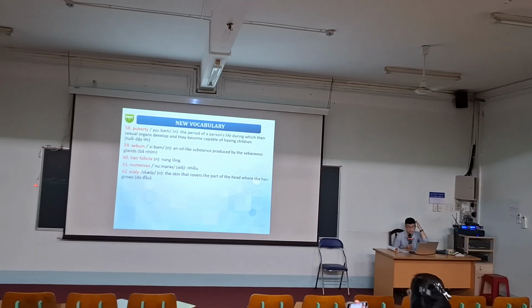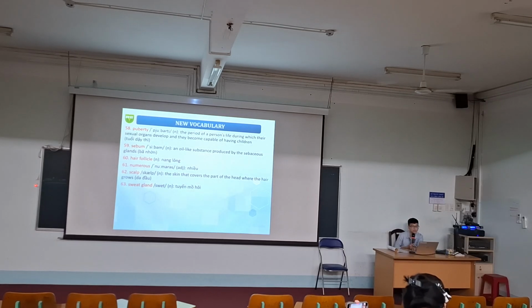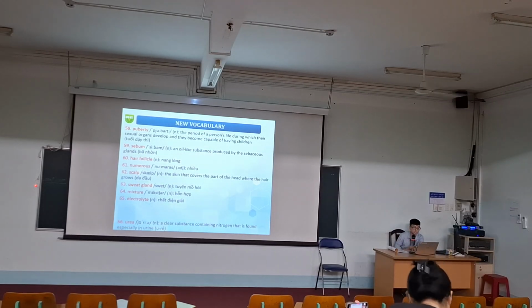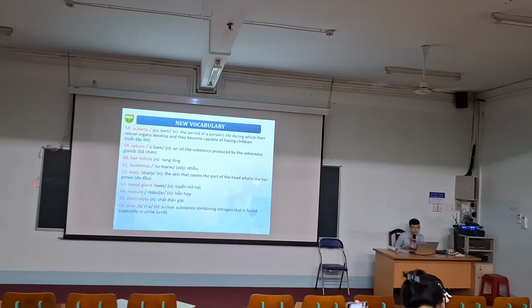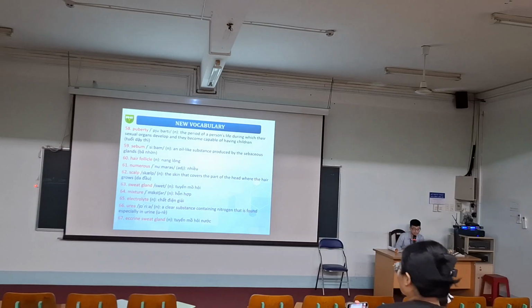Skin that covers the part of the head where the hair grows, okay, scalp. Scalp. Sweat gland. Sweat gland, because we can sweat, right? Mixture. Electrolytes. Urea. This is a clear substance containing nitrogen that is found especially in urine. Urea. Eccrine sweat gland.